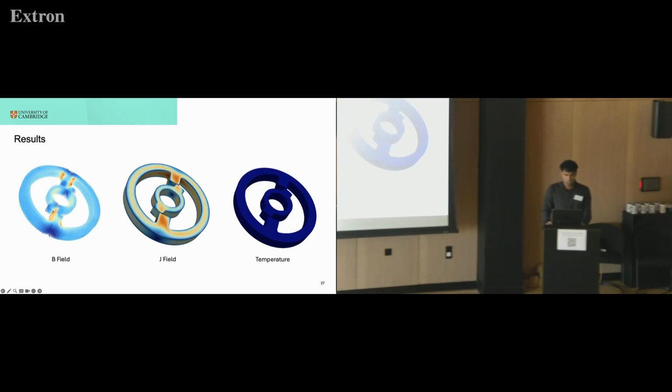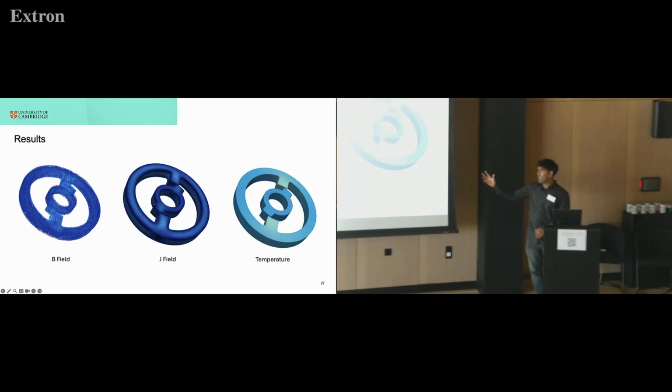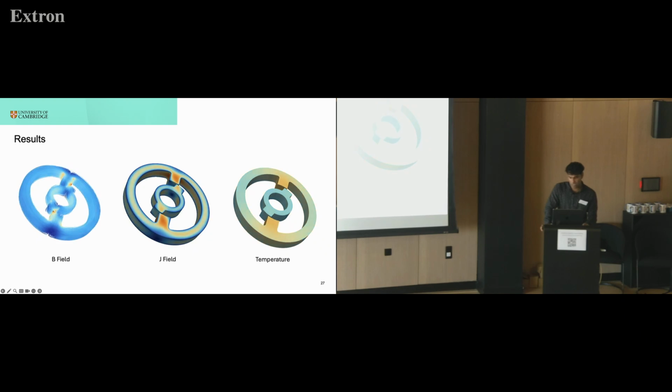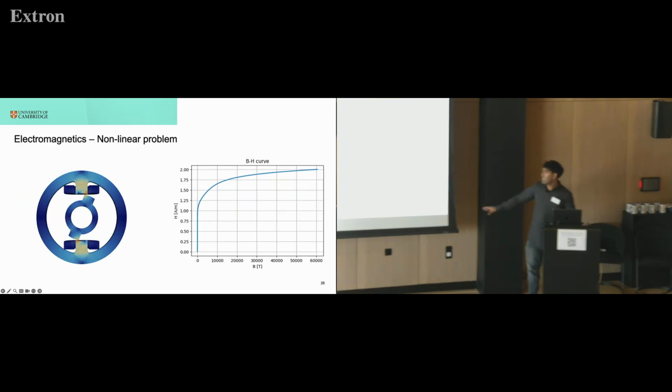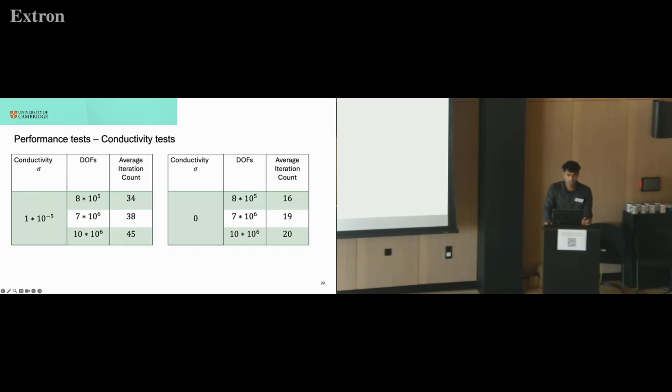So here are some of the results. You can see the B field and the J field, and we can see that the temperature as well begins to rise as a result of this problem. And this is purely on the conductive domain in our rotor and stator. For a nonlinear problem, like I said, we reuse a preconditioner every iteration. This needs to be optimized. This is obviously quite recent work, but the idea is that we implement this BH curve and we get our nice results here.